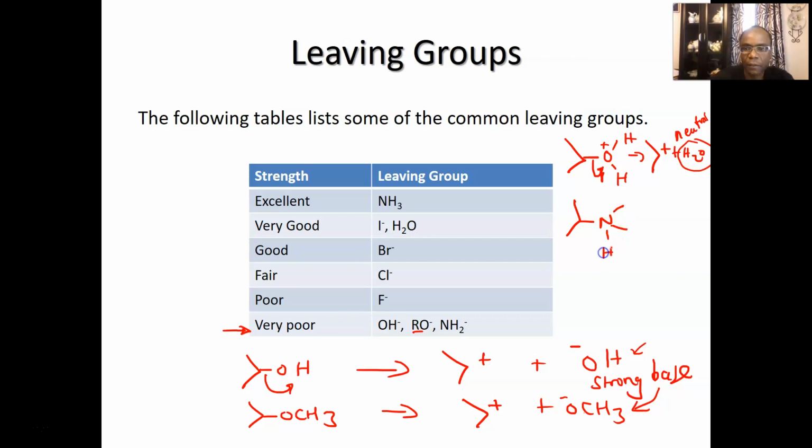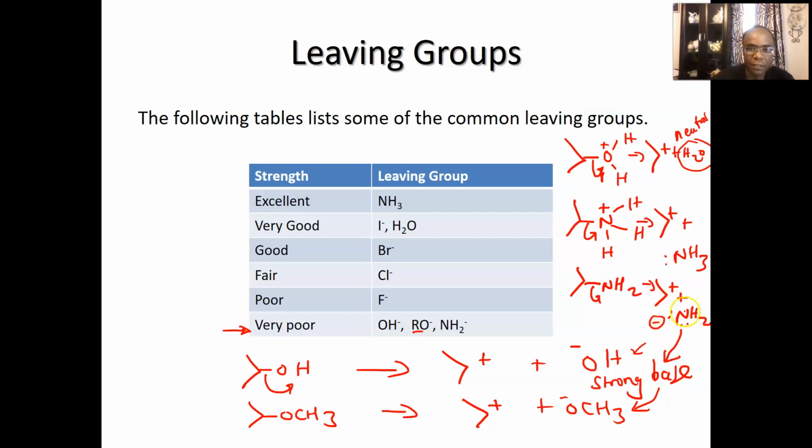Now for ammonia to leave, the nitrogen is gonna be a plus charge. So if that falls off, you get a plus sign and you get ammonia. Again, ammonia is neutral. Compare that with NH2. If NH2 were to leave, you'll get your carbocation and you'll get NH2 minus. Okay, this is a strong base.